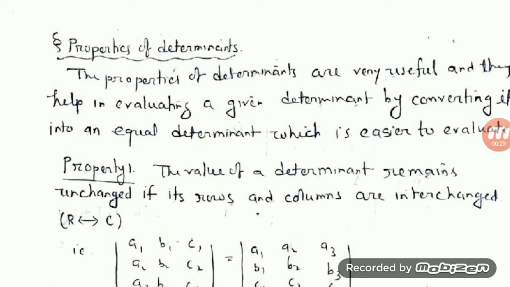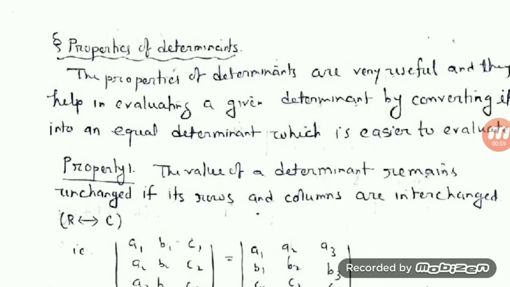Maximum means if you have a 3 by 3 determinant, and out of 3 elements in a row or a column, if you get 2 zeros, then we say that we have got maximum zeros. Because if you get 3 zeros in a particular row or column of a 3 by 3 determinant, then the value of the determinant will be equal to 0. So let us discuss the properties one by one.